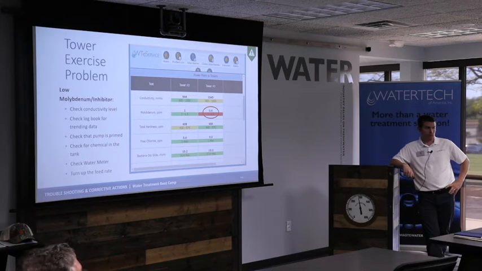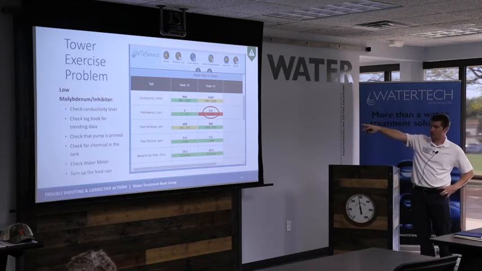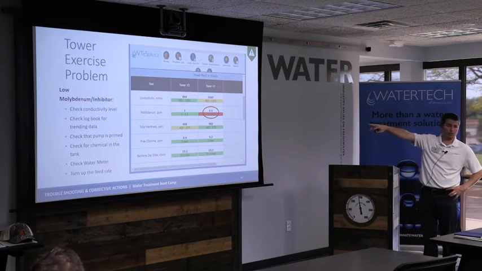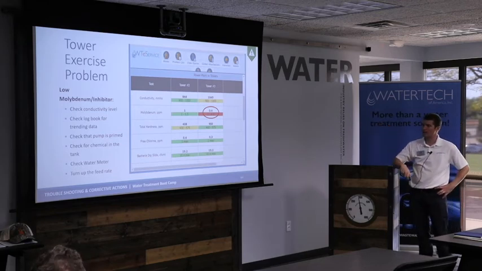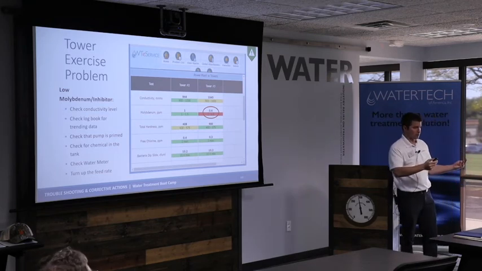Okay, so the first one we'll be going through when you get them, guys, is the tower exercise problem. It should look like the sheet like this, where it says tower number 2 and number 3. And you'll see that the molybdenum is what's circled on that sheet. What I want you guys to do is take some time to yourself, or you can talk to your neighbor if you want.